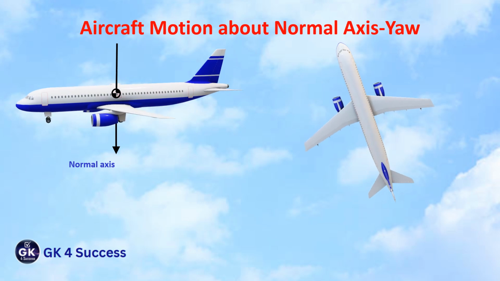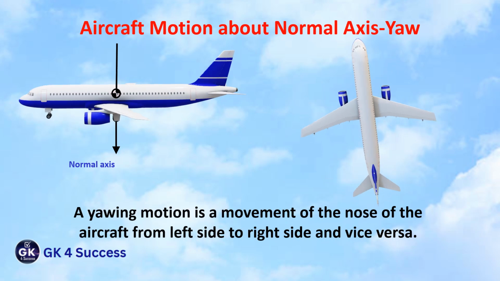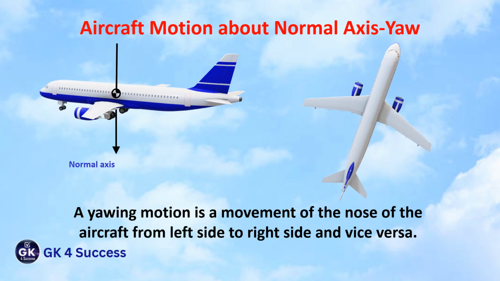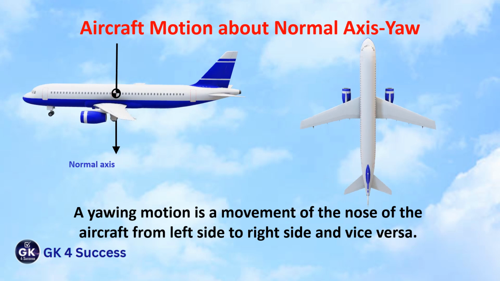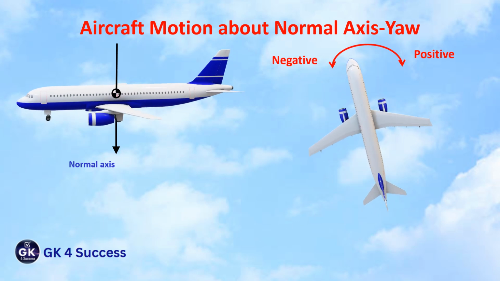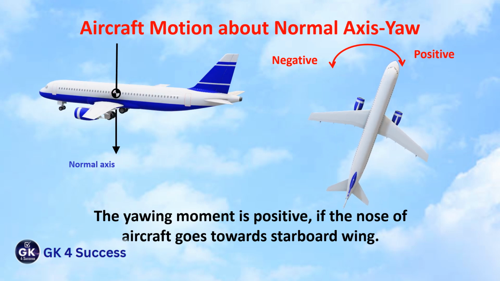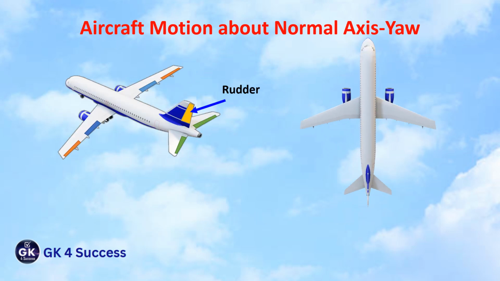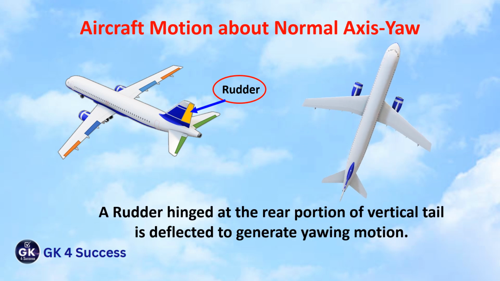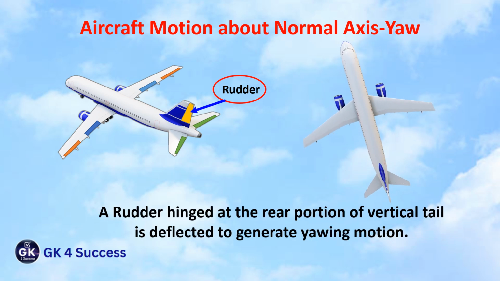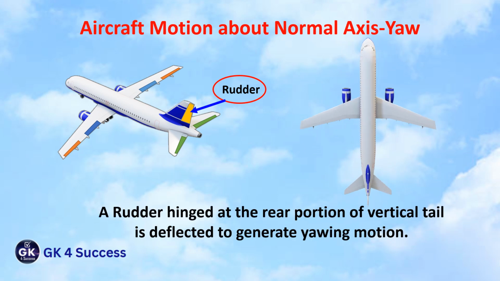A yawing motion is a movement of the nose of the aircraft from left side to right side and vice versa. The yawing motion is positive if the nose of the aircraft goes towards the starboard wing. A rudder hinged at the rear portion of vertical tail is deflected to generate yawing motion.